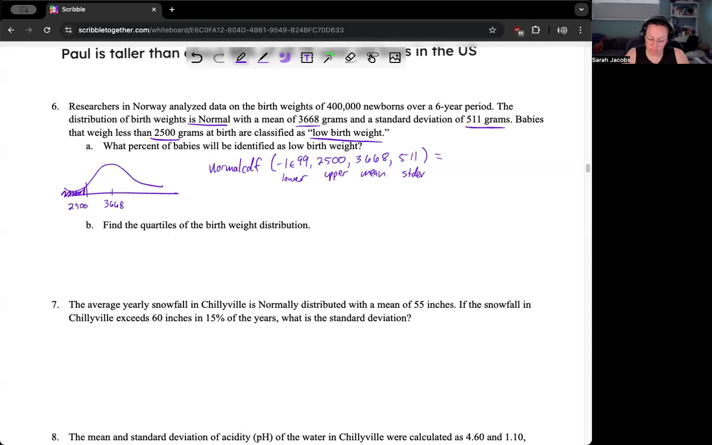Some of you, I've noticed, have taken to writing the words out in the parentheses. That's fine, as long as it's clearly labeled. So when we normal CDF this, we're going to get 2,500, 3,668, 511. And we get that about 0.0111, or about 1.1% of babies will be ID'd as low birth weight.